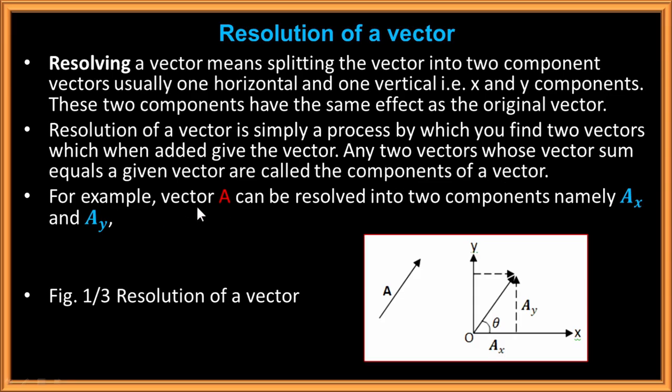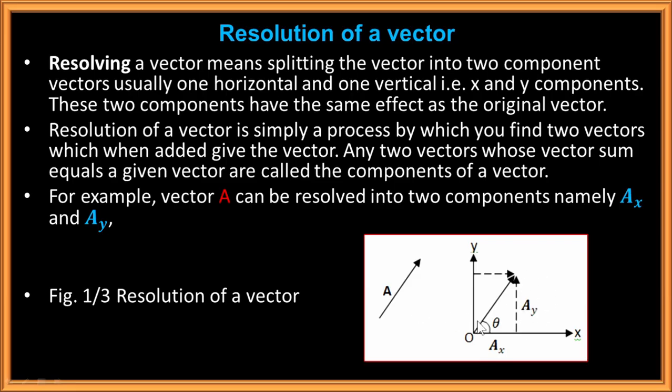For example, vector A can be resolved into two components, namely Ax, meaning A in the x direction or in the horizontal direction, and Ay, A in the y direction. This vector is resolved in this way. We draw a horizontal line for Ax. We also draw a vertical line. Now, a right angle triangle is formed. This is the horizontal component of vector A, and this is the vertical component of vector A.